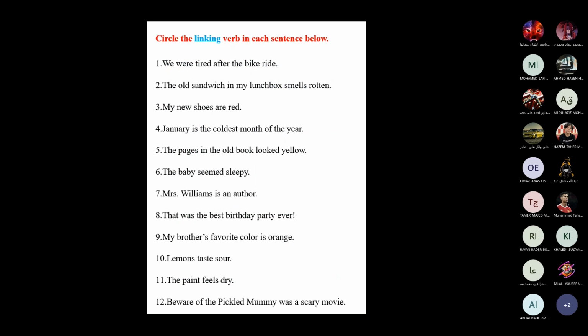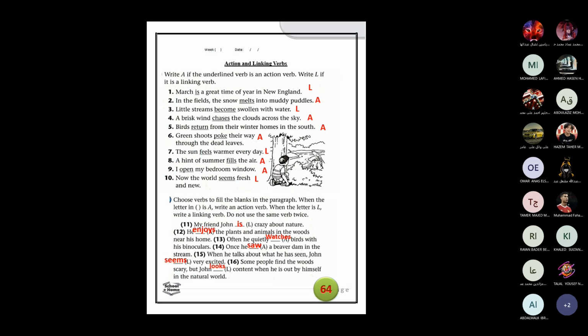Okay, so I want to clear something. Those are the answers for this page. Okay, action and linking. This page 64. As you see, is a linking verb here. Okay, and become linking verb, and feels linking verb, and seems a linking verb. And you see here to complete this text.